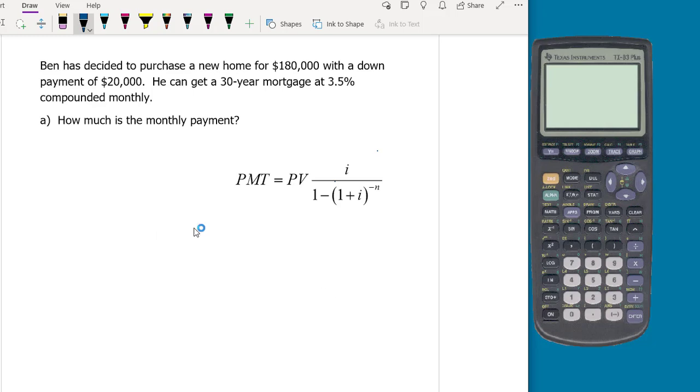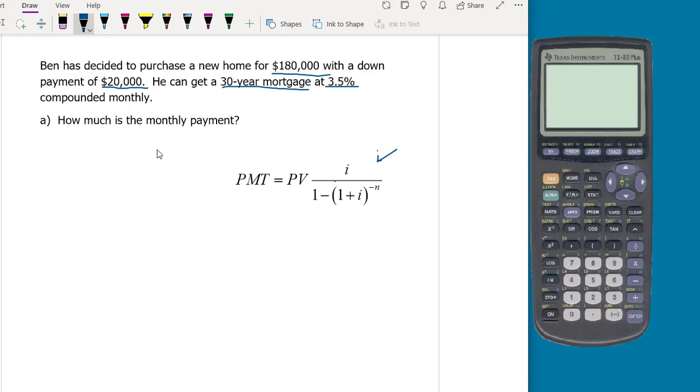In this scenario, we are going to be looking at Ben, who's decided to purchase a home that costs $180,000 and the down payment is $20,000. He's going to get a 30-year mortgage at 3.5% compounded monthly, and the first thing we need to do is determine what is the mortgage payment. So we're going to do this in two different ways. One, we're going to use the formula, and the second way we're going to use the TVM solver.